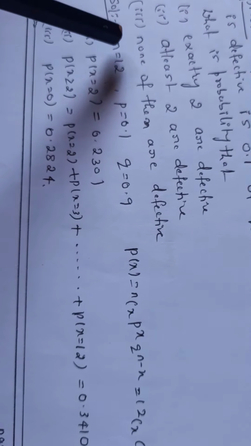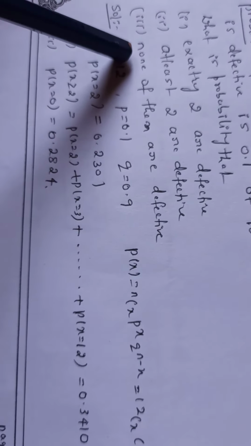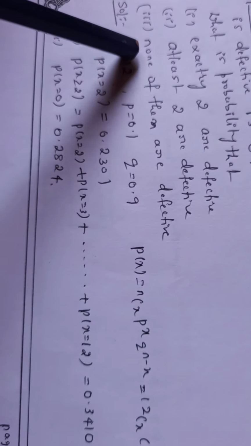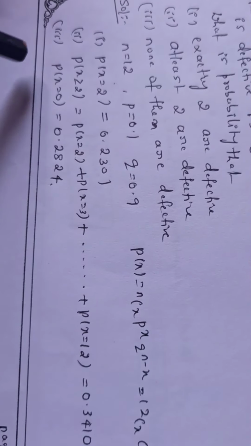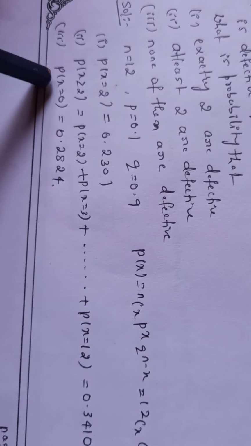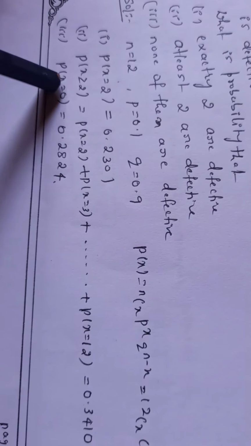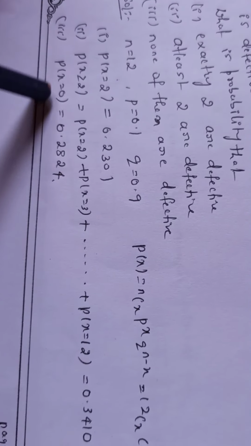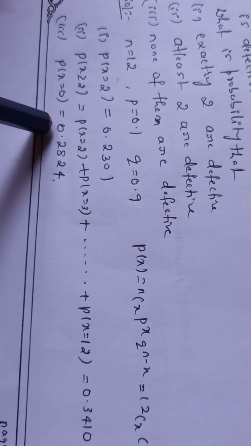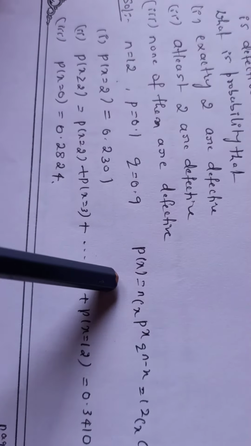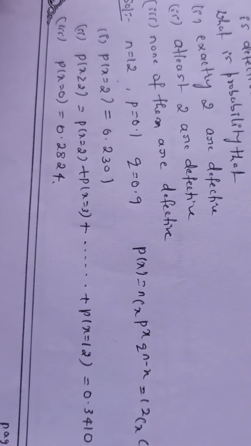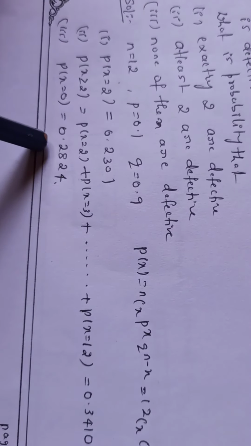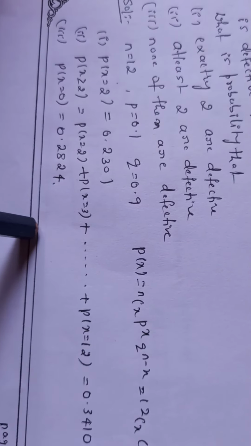0.3410. So next we have to find what is the probability that none of them are defective, that is no pens are defective. So no pens in the sense probability of x is equals to 0. So you have to take x as 0, substitute the value of x as 0 in this binomial probability density function. So you are going to get the answer as 0.2824.